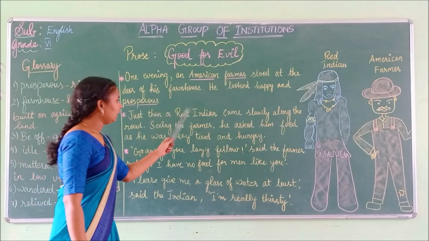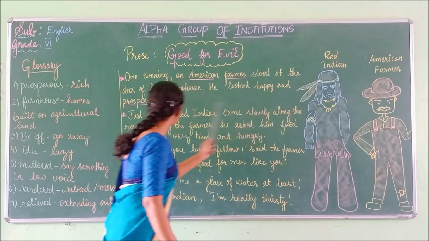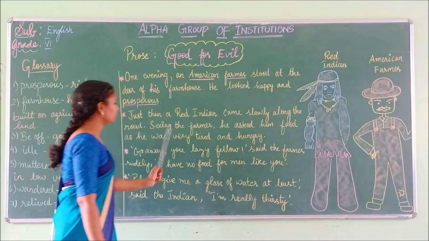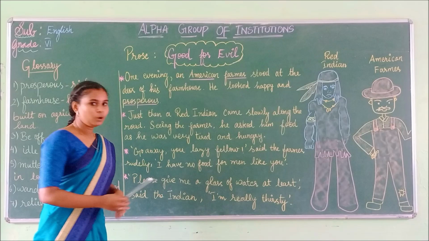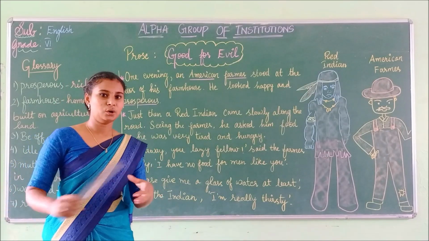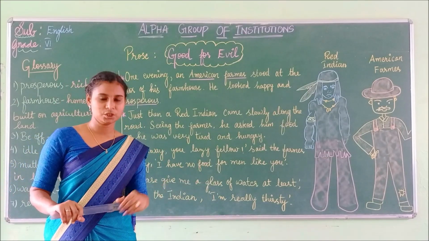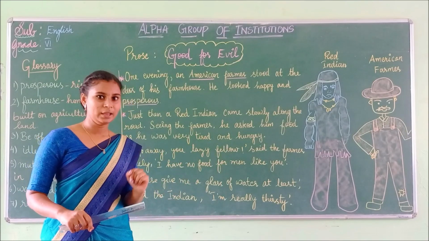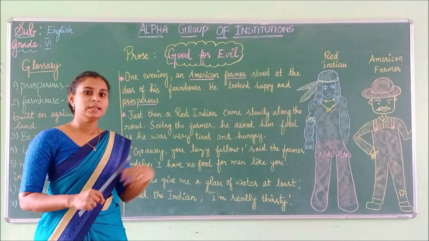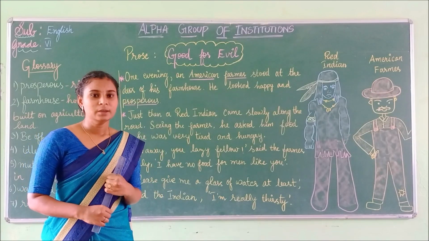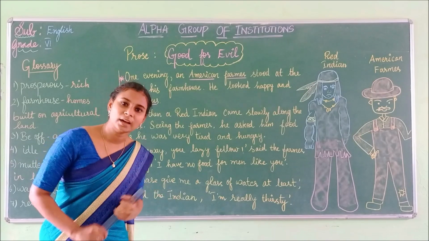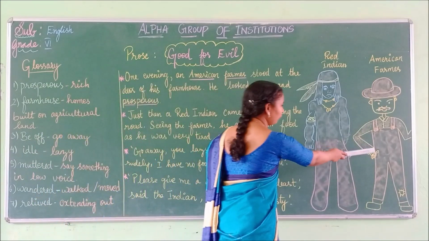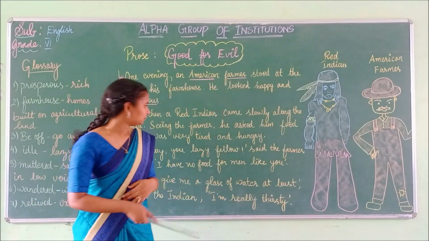Just then, a Red Indian came slowly along the road. Seeing the farmer, he asked him for food as he was very tired and hungry. So the American farmer was standing outside his farmhouse, so happy and rich. What happens? Just then, a Red Indian is walking along the road and after seeing the farmer, he comes to him and asks for food. He is asking for food because he is so tired and hungry.